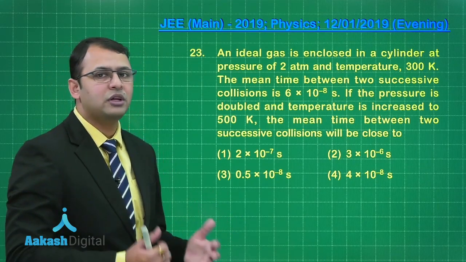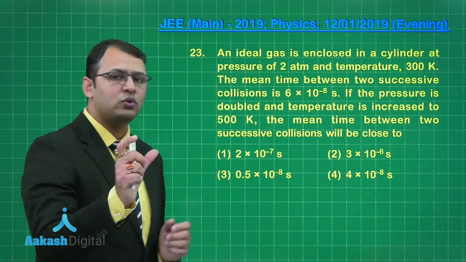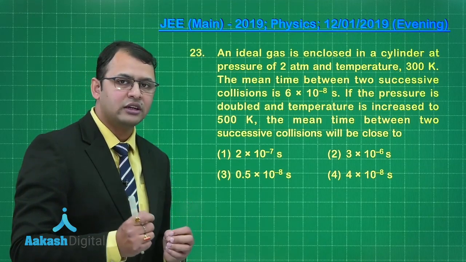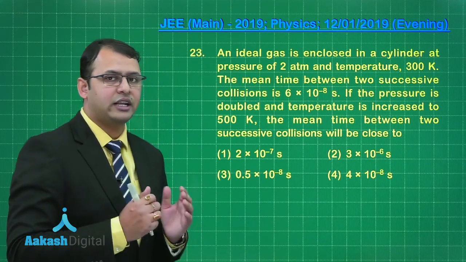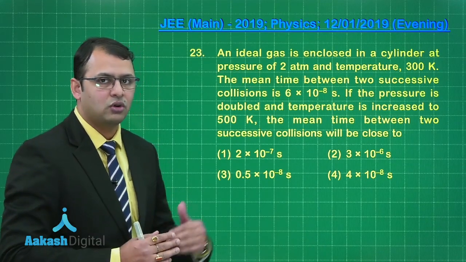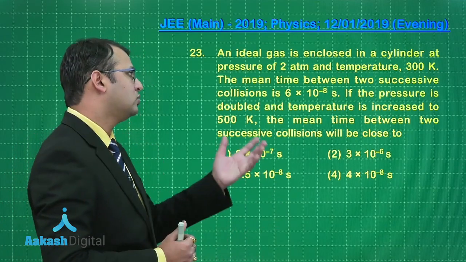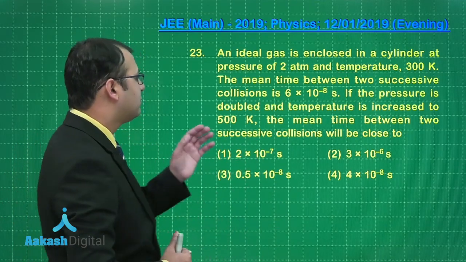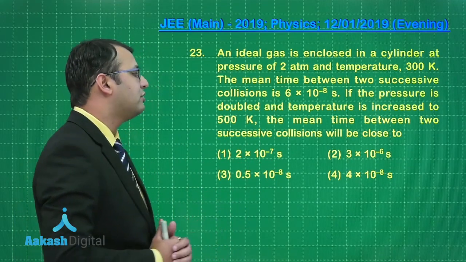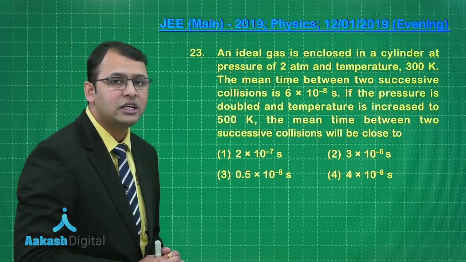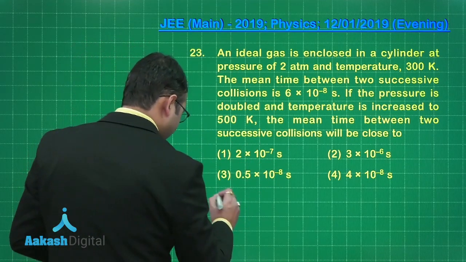I hope you are aware of the mean free path. That is, between two collisions, a particle will move freely, and that is known as mean free path. And the time taken between one collision and another is known as mean time. Now here, if the pressure is doubled and the temperature is increased to 500 Kelvin, we want to find what happens to the mean time. Let's start with the solution.